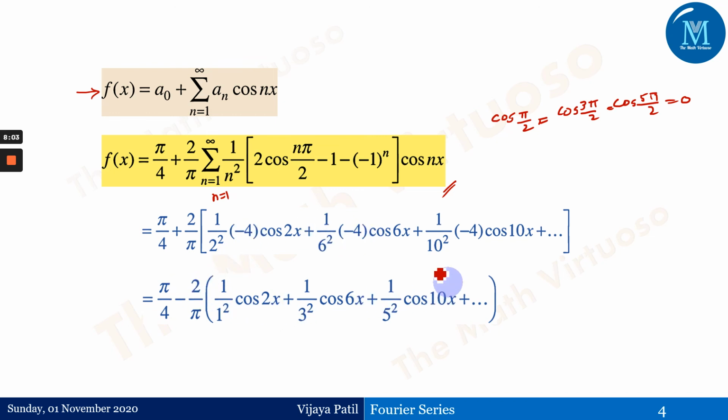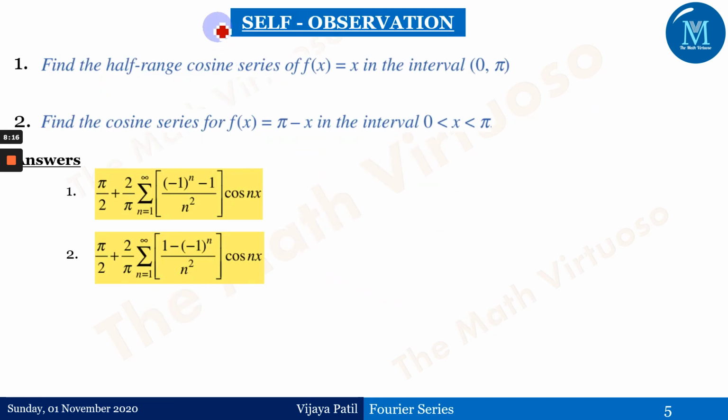And this is just a simplification of this particular function, that's all. And this is a self-observation slide wherein I have given you the task to find the half-range cosine series with very simple examples like x and pi minus x, which we have already solved in one example. This is just for your practice sake, I have given it as a self-observation slide.